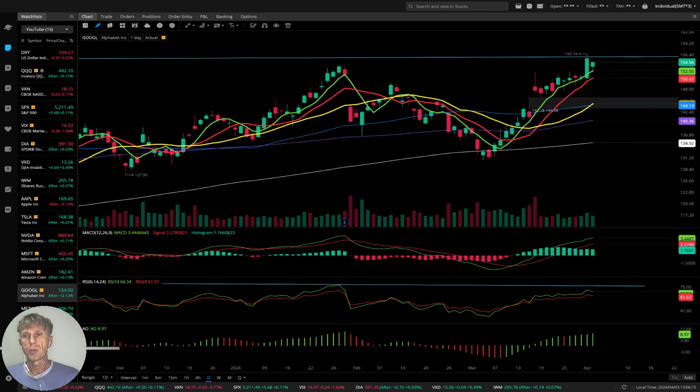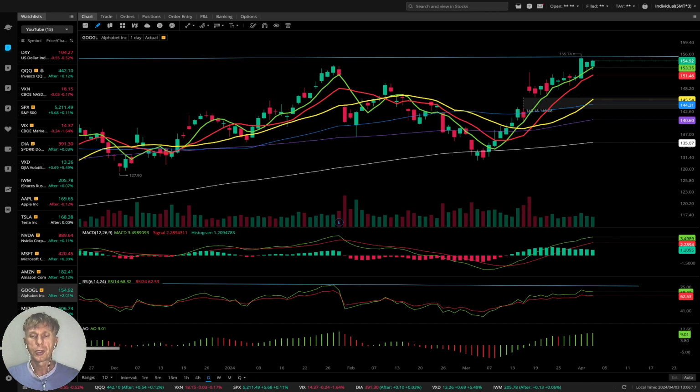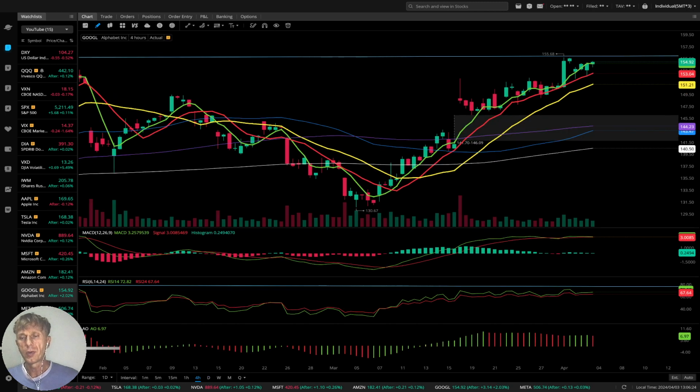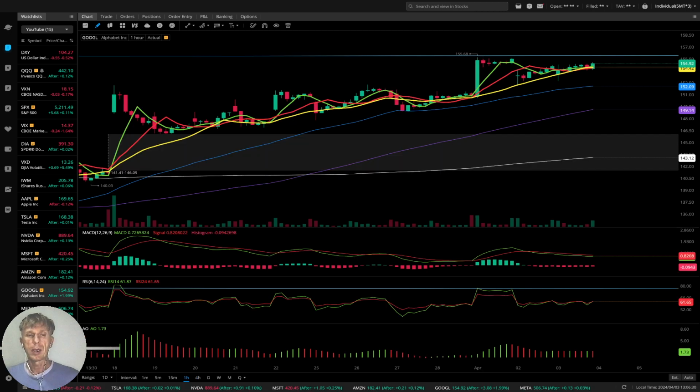Google daily, last bar above all moving averages, bullish trend on all indicators. 4 hours time frame, last bar above all moving averages, still bullish trend. And 1 hour time frame, last bar above all moving averages, bullish trend. For Google.